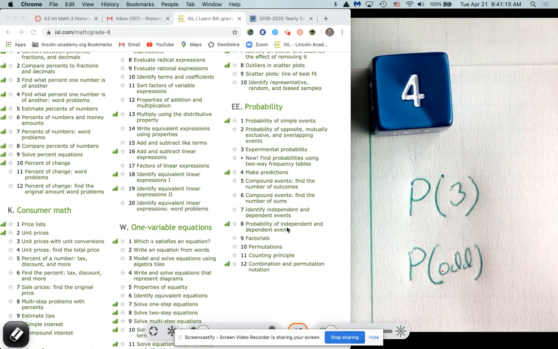Today we are going to learn a little bit about probability. We're going to start going into probability and statistics. I like to start with probability first before we do statistics. But probability is just the chance of an event happening.